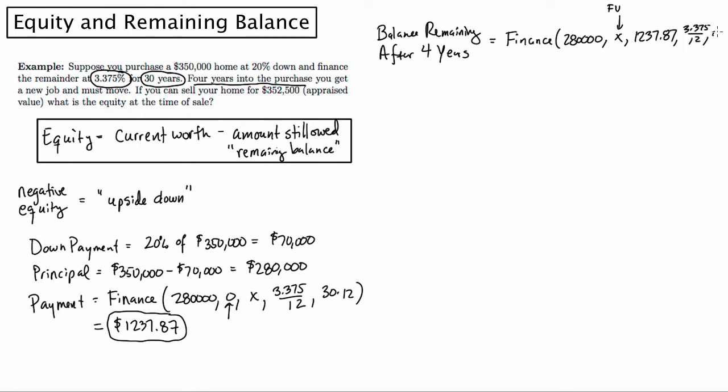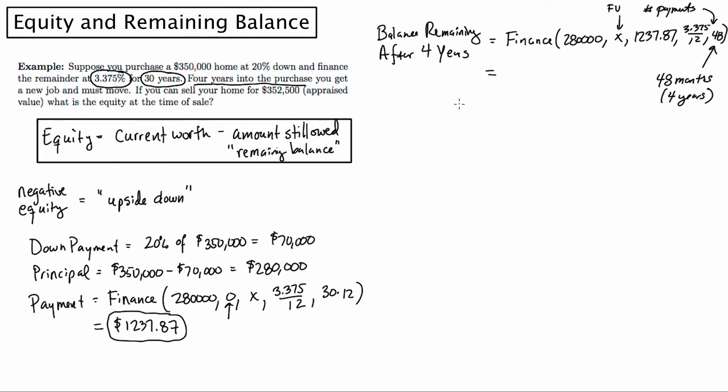And the number of payments here, this is probably the most important part of this formula. The number of payments is 48, because I'm leaving after 48 months or 4 years, and since the payments are occurring monthly, this is the number of payments. So the number of payments here is 48 payments.